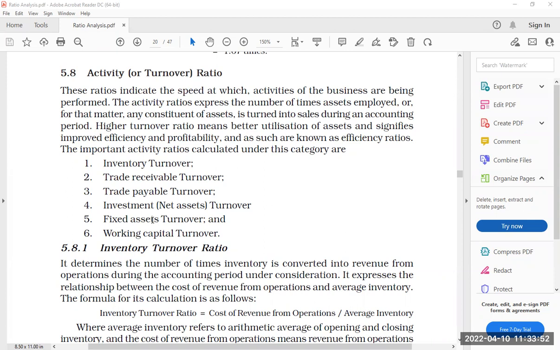First one is inventory turnover ratio. What is inventory turnover ratio? It relates to the marketing department of the company. Marketing efficiency of the company is being tested here. What is inventory? Stock. What is turnover? Conversion. Stock converted into sales. Turnover actually refers to sales. So stock turnover ratio is establishing the relationship between turnover and the stock.